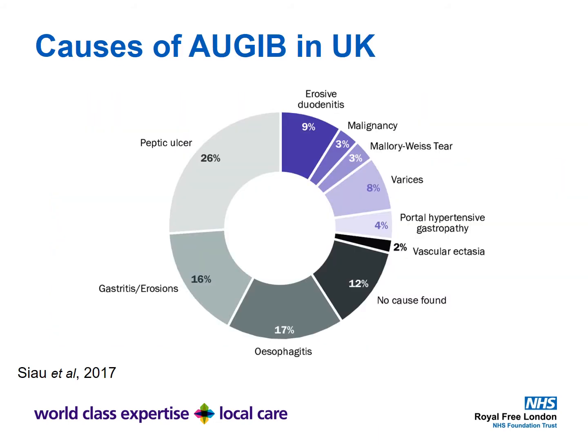So, causes of upper GI bleed in the United Kingdom, the most common being peptic ulcer, gastritis and erosions. Even in those who drink alcohol to excess or have chronic liver disease, the most common cause of GI bleeding is still peptic ulcer and gastritis and erosions. There's also oesophagitis, and then you have varices at 8%, Mallory-Weiss tear at 3%.